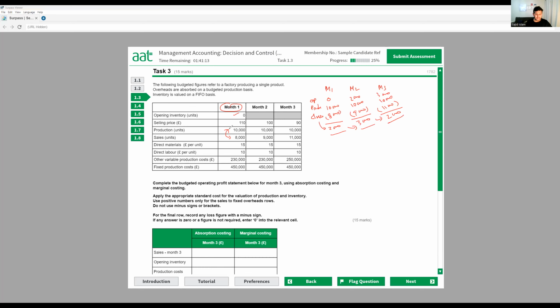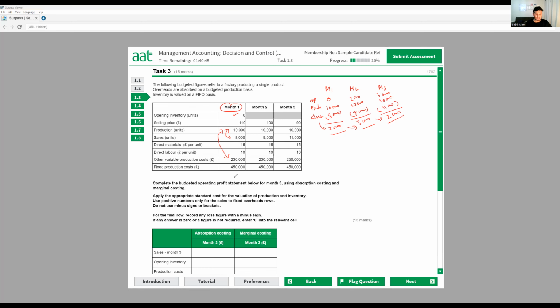All right, then we have a selling price, selling unit, direct material 15, 15, 15, direct labor 10, 10, 10. So it's a variable cost. Other variable cost, you have 230, 230, and 250. That means the last year the variable cost increased. So it's 250. The way we find out how much is the variable cost per unit: 230,000 is the total, and divide by 10, it will tell me how much is the per unit.